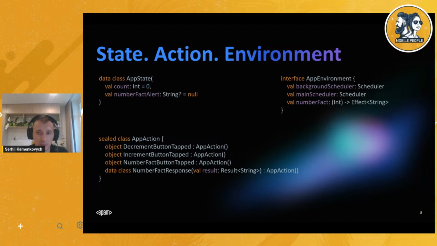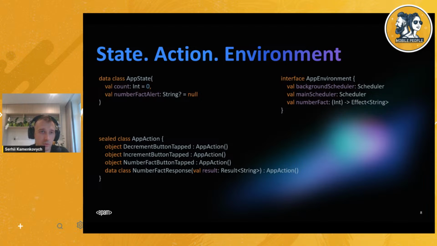And app environment provides necessary dependencies. In this particular example, there are schedulers and a function producing effect. Effect itself is an RxJava observable, just a type alias. Of course, it might not be a function, it might be a repository, which is like a container producing some other effects, and then they can be handled by the reducer inside it, like with the use of environment.